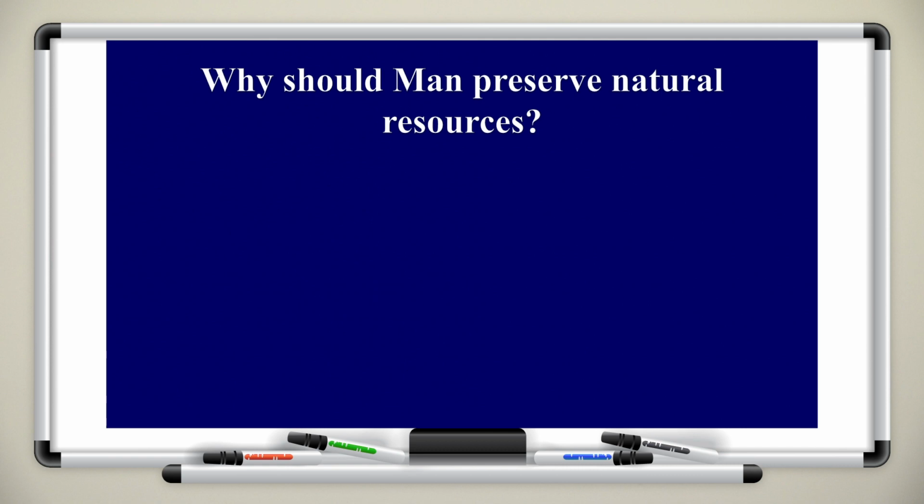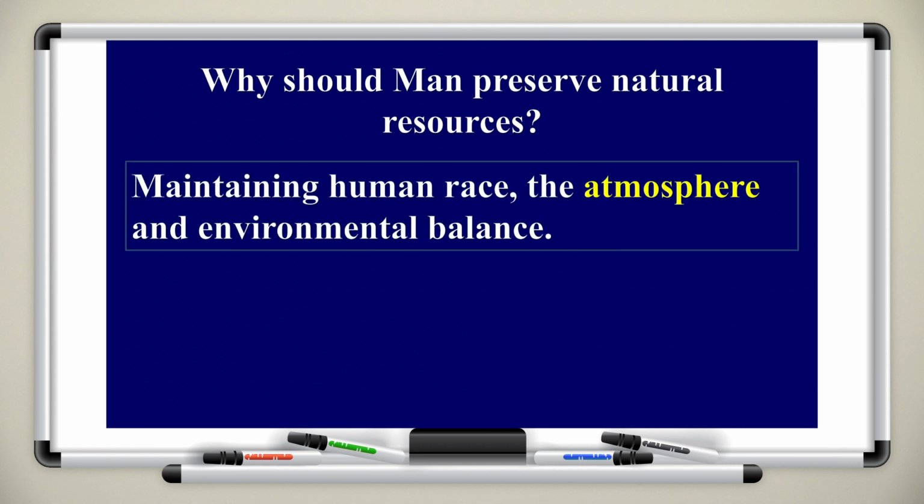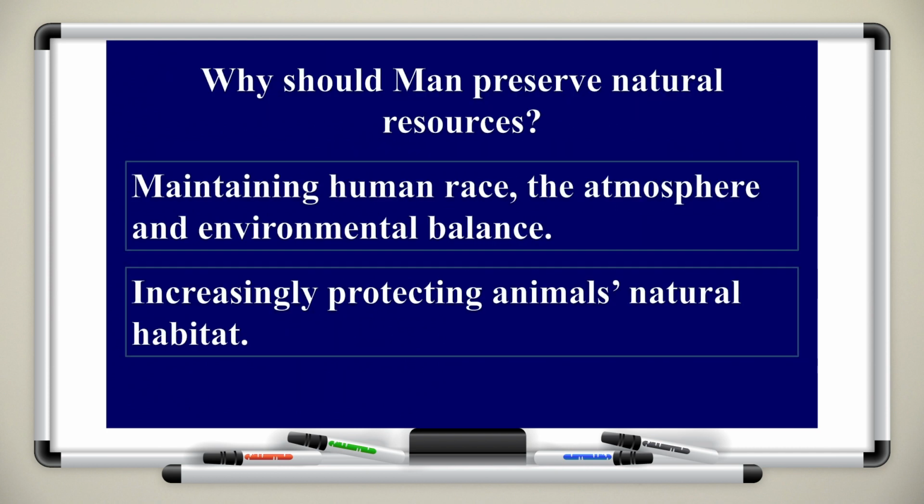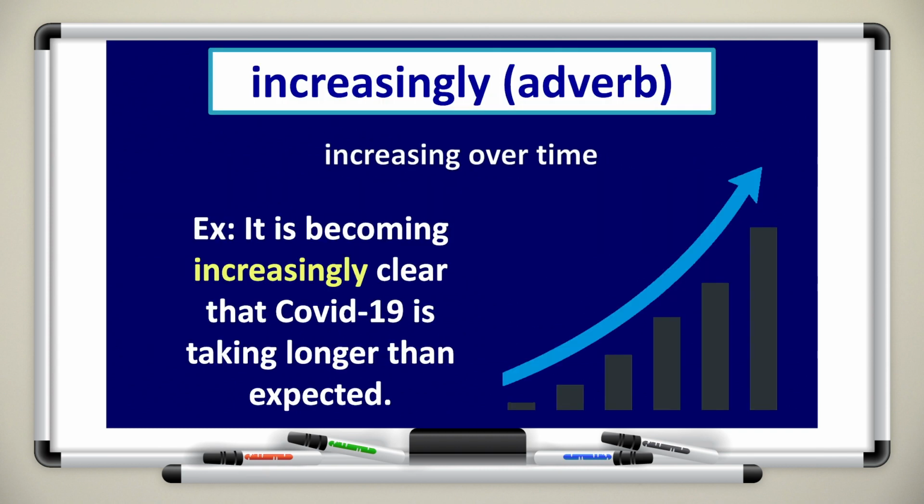Why should man preserve natural resources? First, to maintain the human race and the atmosphere and the environmental balance. The atmosphere is the mixture of gases that surrounds the Earth. The Earth's atmosphere is a combination of different gases, and increasingly protecting animals' natural habitat. Increasingly means increasing over time, going up over time.